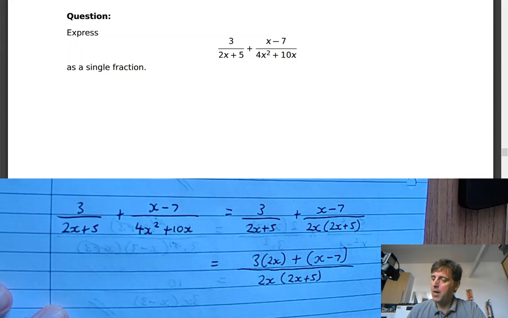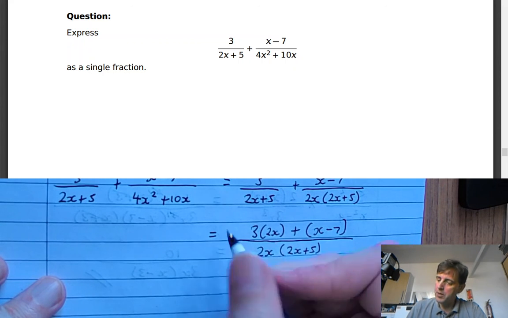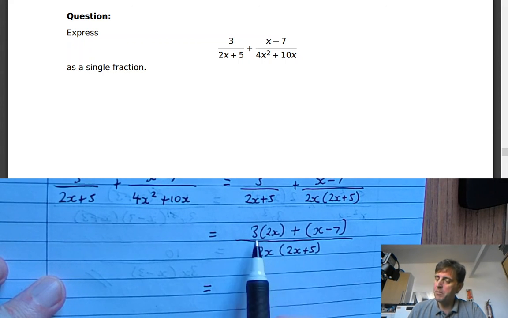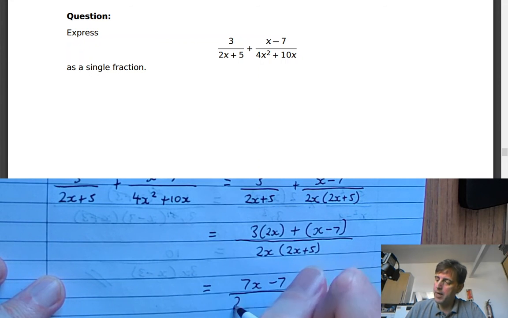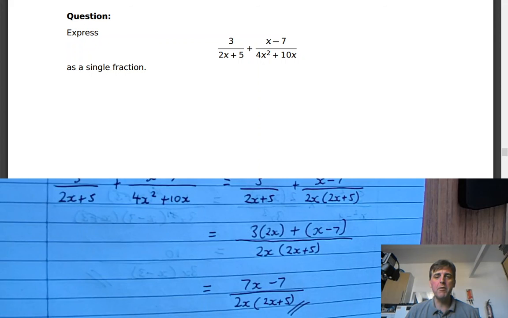Okay, so now let's just collect terms together. 3 times 2x is 6x, plus another x gives us 7x. And then I've got a minus 7 there as well, all over 2x times (2x plus 5). Do you agree with my answer? Hope so.